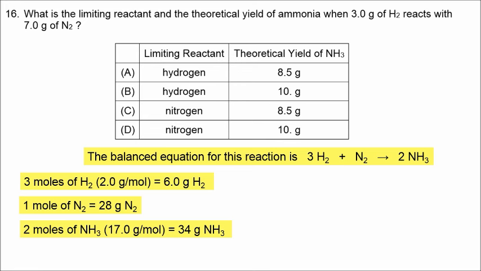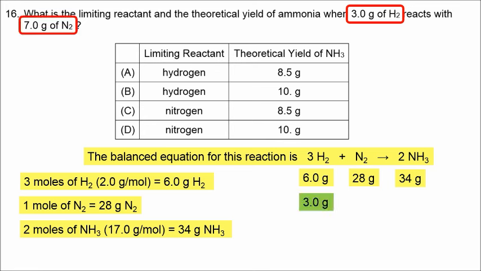of nitrogen is going to make 10 grams of product, but we have to consider that if there's a limiting reactant, there's going to be some leftover or excess of another reactant. As far as determining the limiting reactant, let's take these numbers, 6, 28, and 34. Let's go ahead and cut these numbers in half. So 3 grams of hydrogen would react with 14 grams of nitrogen.